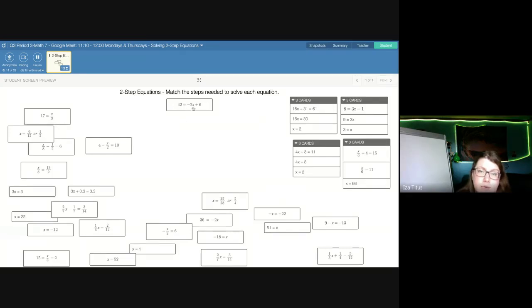Okay, subtract 6 from both sides. Let's move this over. 42 minus 6 will be 36. And we'll have negative 2x alone. Now we divide both sides by negative 2.